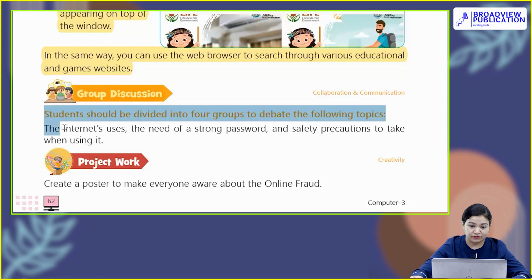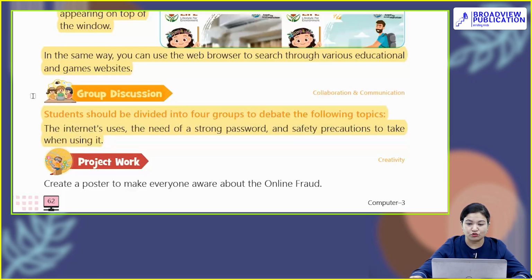Group discussion. Students should be divided into 4 groups to debate the following topics. The internet uses, the need of a strong password and safety precautions to take when using it. So you have to divide your class in groups and you have to discuss about this topic.